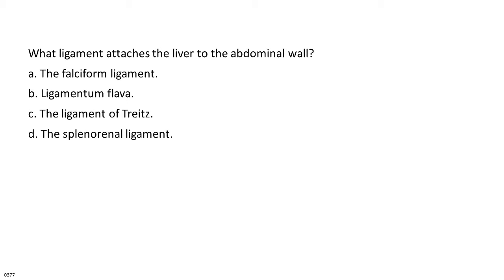What ligament attaches the liver to the abdominal wall? A. The falciform ligament. B. Ligamentum flava. C. The ligament of Treitz. D. The splenorenal ligament.